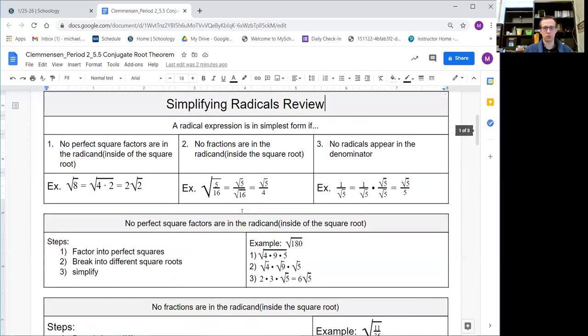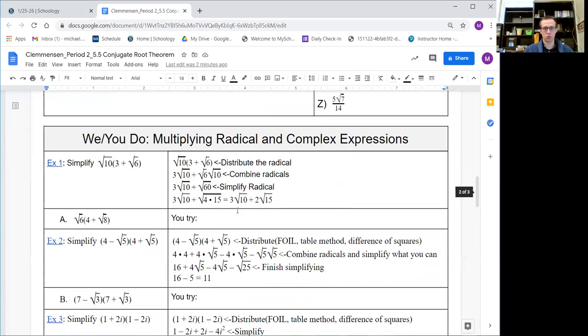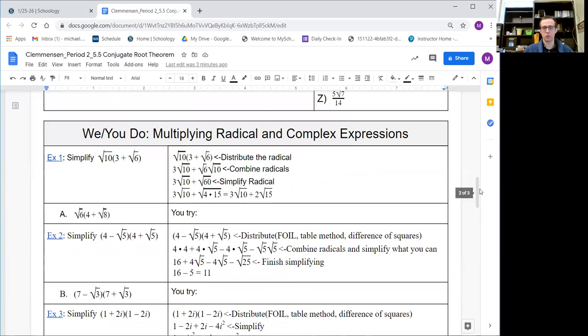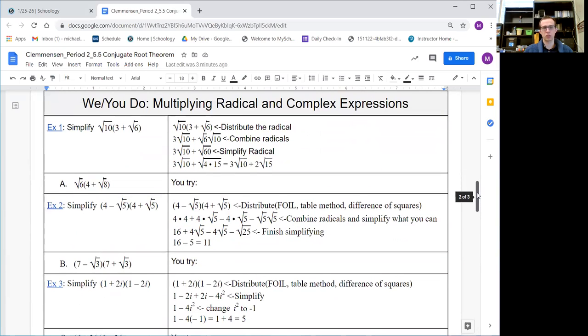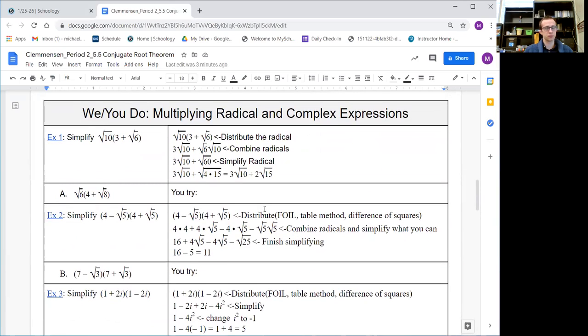Let's go back up to the top. It says we/you do multiplying radicals and complex expressions. All right. So give you a second to get all set up. For today's lesson, probably be a good idea to have a little separate piece of paper so that you can kind of write down some stuff when you're trying to do this. Sometimes it's hard to do it within Google Docs.